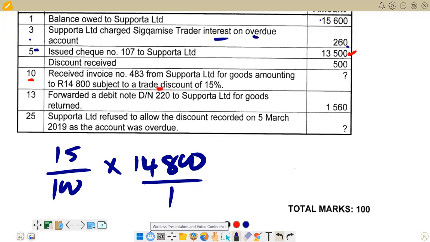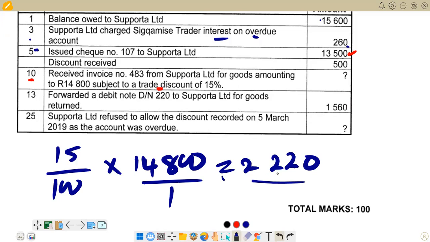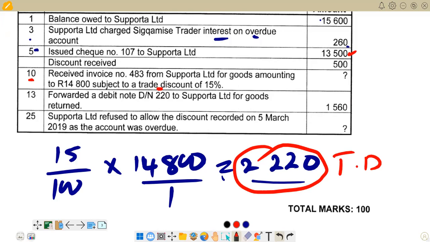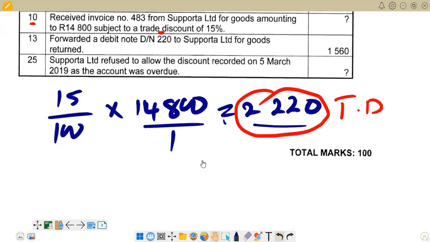2,220. So this is our trade discount. Then we subtract it from this one to get the net figure. Remember, this figure you are not going to show. It represents our trade discount, and you're not going to show it in the books of accounts. So what are we going to do? We are going to subtract it from the figure that we are given, 14,800, to get the net figure.